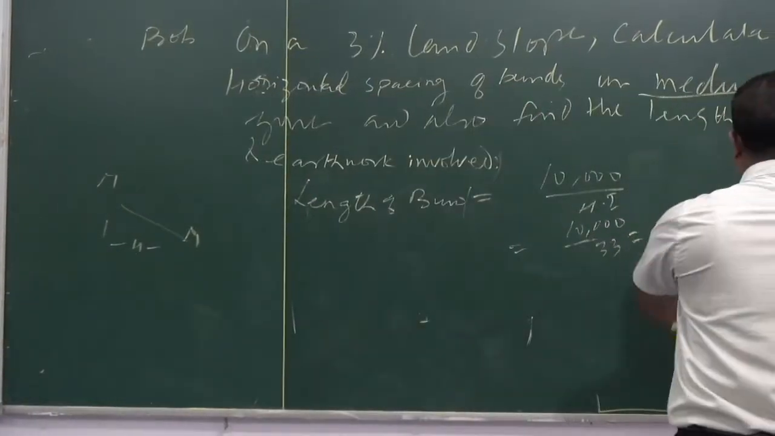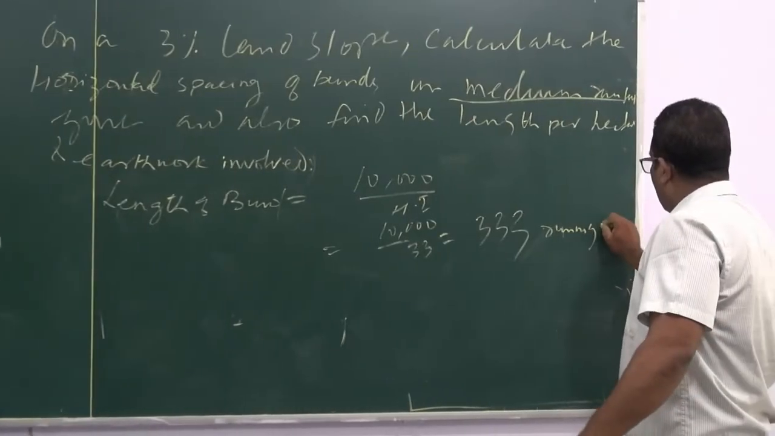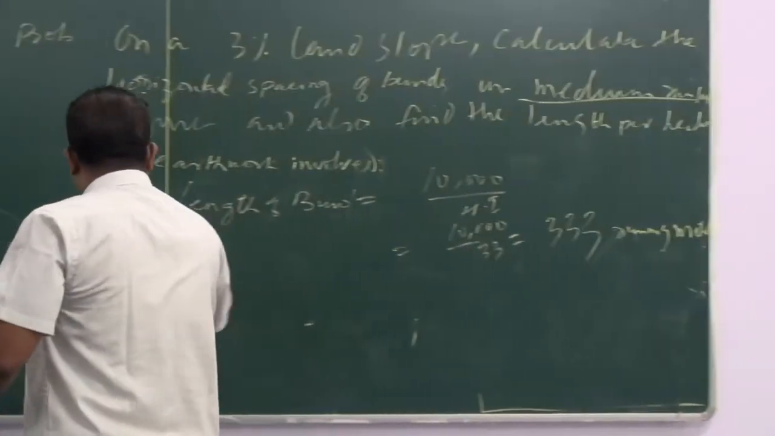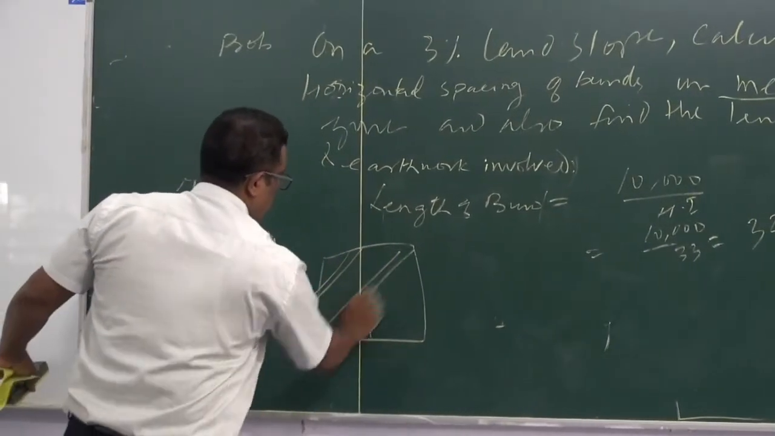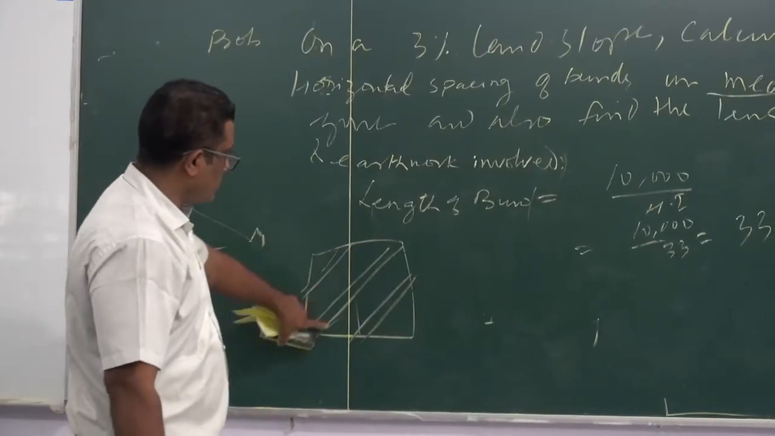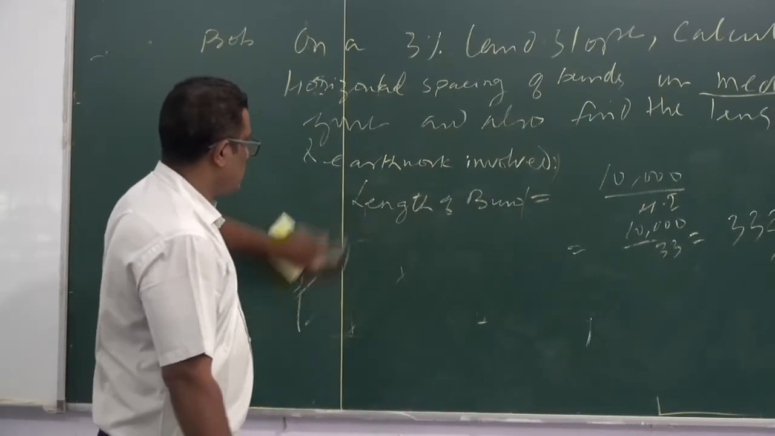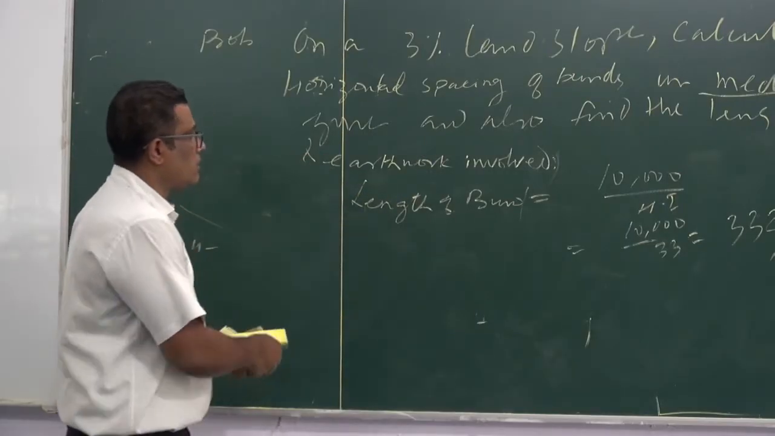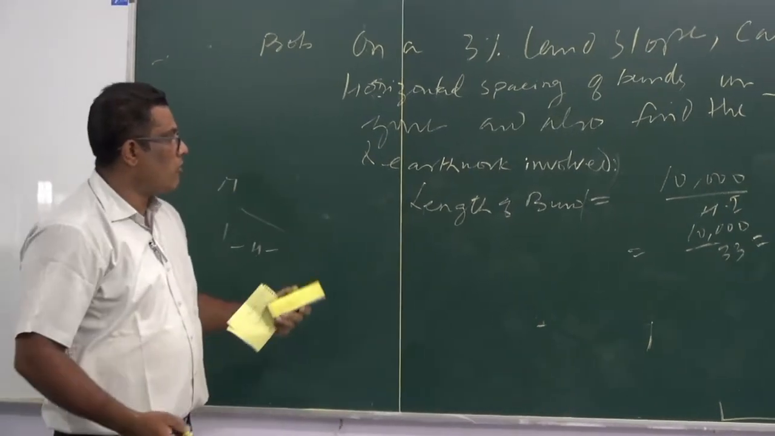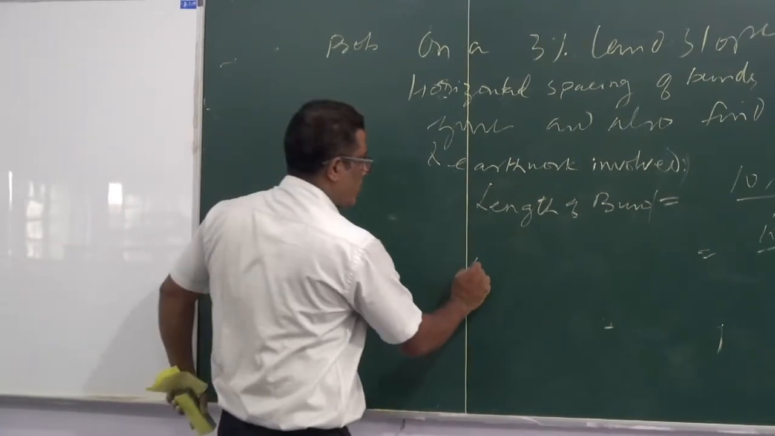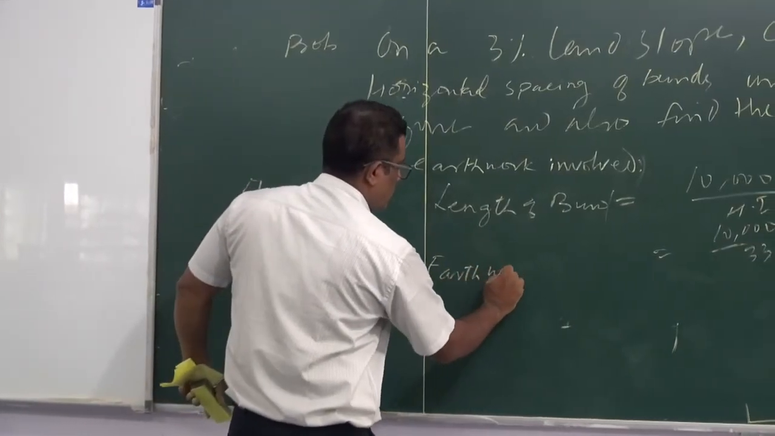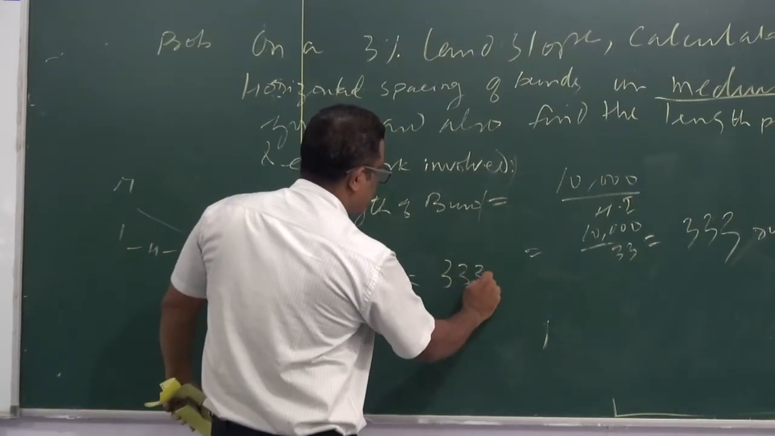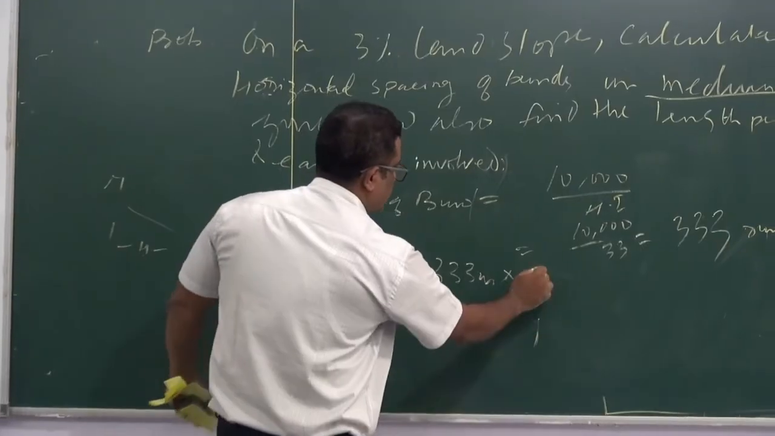It will be running meter because it will be an addition of all the individual bunds. So this is 1 meter. So this running meter means this length plus this length plus this length. Now we have to find what we have asked, length per hectare, then earthwork. For finding the earthwork involved, you will require 333 meter into the cross section.